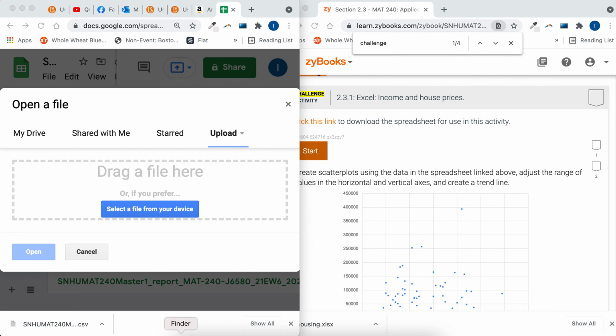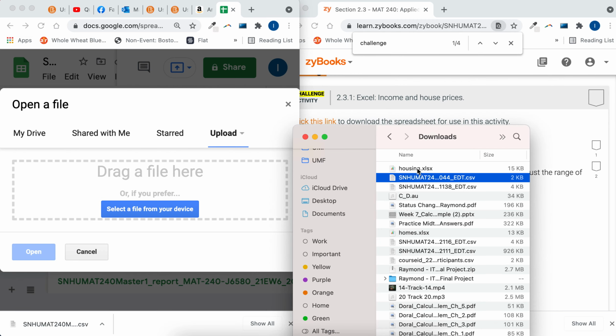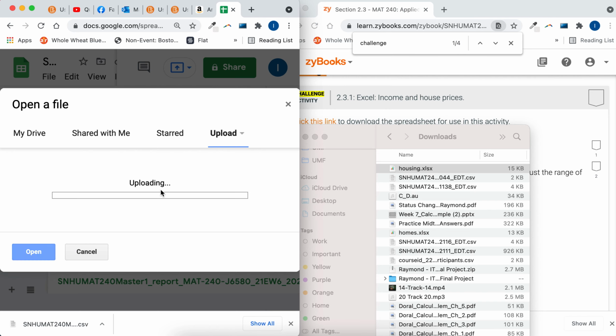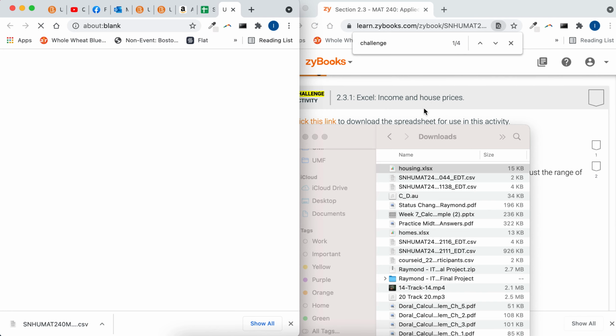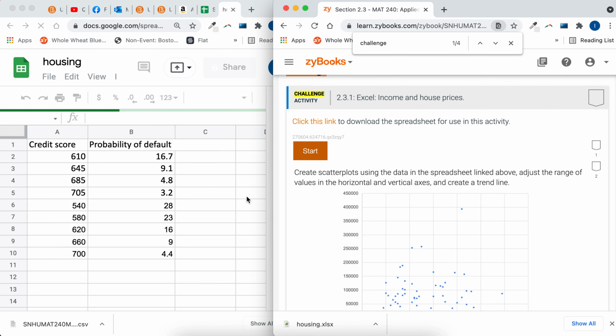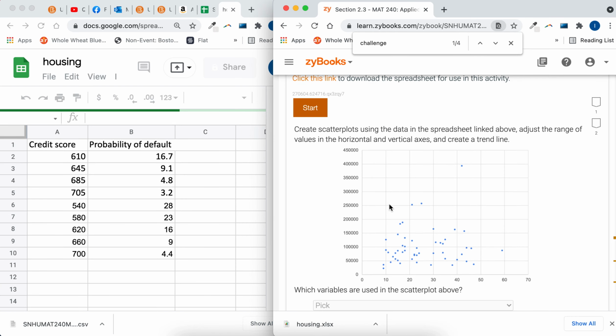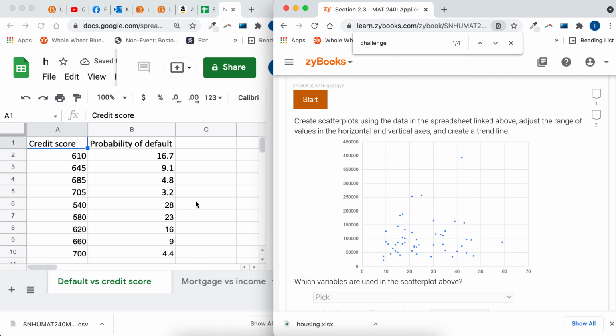Okay, so just trying to pull the data over. I'm putting it in Google Sheets. You can just open it in Microsoft Excel if you want, but I'm on a Mac, so I don't have Excel easily to get to. So Google Sheets is just easier.